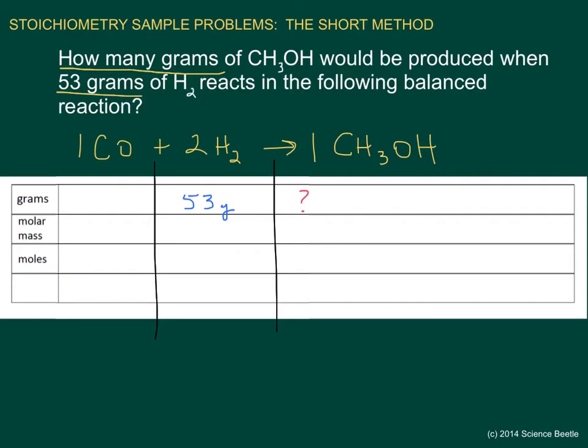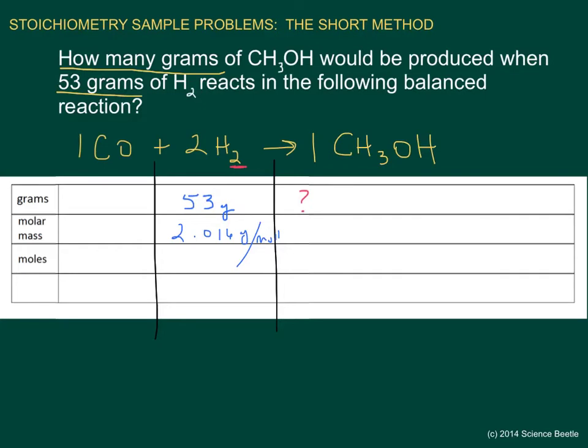Now the next step is we need to first find the molar mass so that we can then find the number of moles. Let's do that now. For the molar mass of hydrogen, we take the mass of hydrogen, which is 1.008, and multiply that times 2. The reason it's times 2 is because we notice we've got 2 hydrogens right here. For this column, the molar mass of hydrogen is 2.016 grams per 1 mole of H2.